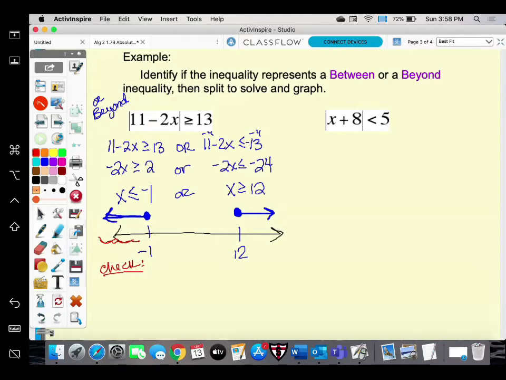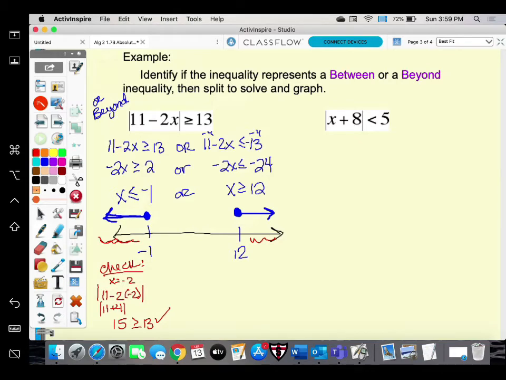So anything less than -1, and we also want to check something greater than 12. You can pick whatever you want. I tried x equals -2 because that seemed like a pretty easy number to work with. When I take 11 minus 2 times -2, I get 11 plus 4. The absolute value of that is 15, which is greater than or equal to 13, so that checks out.